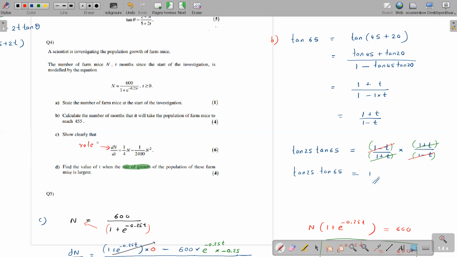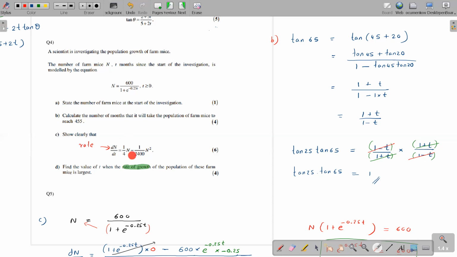So what do we need? The question wants you to find the place where this rate is at its highest, the highest possible value you could get for your rate. Now look at this rate, the equation you have here: 1 over 4 n minus 1 over 2400 n square. What does it look like to you? Thinking of your P1, it looks like a quadratic. This is a quadratic. And also, what type of quadratic?